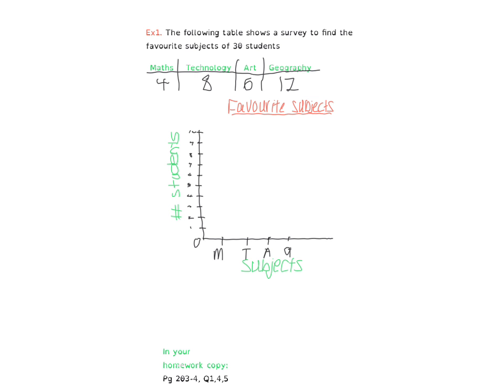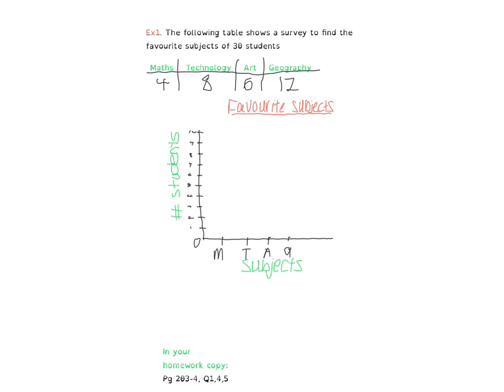So we're going to practice drawing the bar charts now. So this example, the following table shows a survey to find the favourite subjects of 30 students. 4 said maths, 8 said technology, 6 said art and 12 said geography. So before we start to draw the bar chart, it's no harm to just add up 4 plus 8 plus 6 plus 12 and make sure that we do have 30 students.